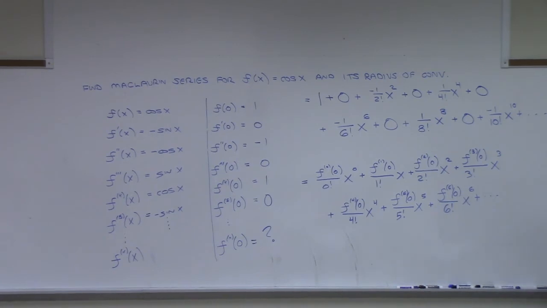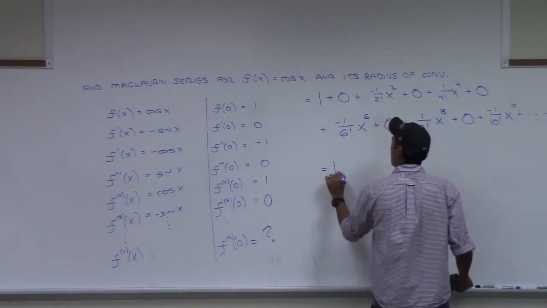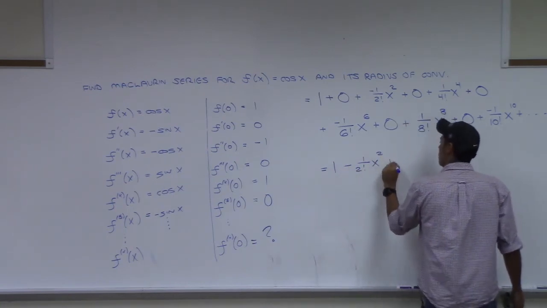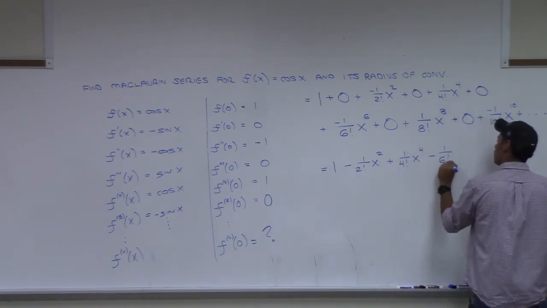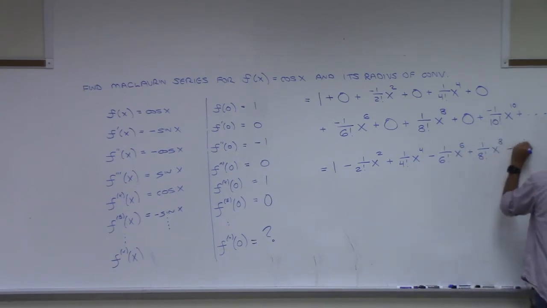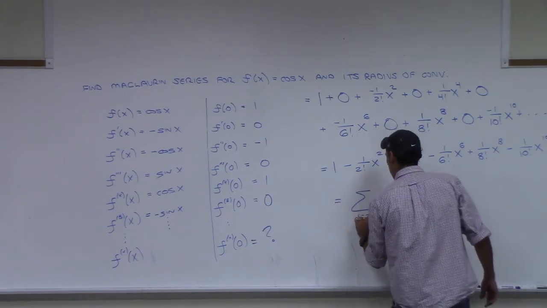Do y'all follow that? Okay. We're getting there. Hold on. Let's get rid of all those zeros. 1 minus 1 over 2 factorial x squared plus 1 over 4 factorial x to the 4th minus 1 over 6 factorial x to the 6th plus 1 over 8 factorial x to the 8th minus 1 over 10 factorial x to the 10th plus dot, dot, dot. Yes? Back to a series now, summation. Sum n equals 0 to infinity.